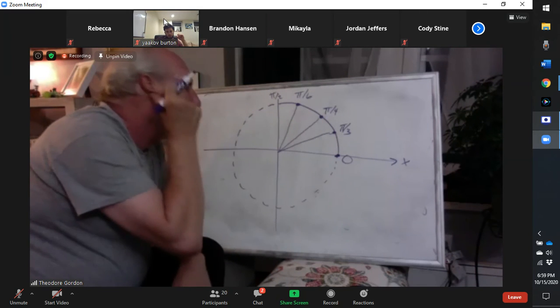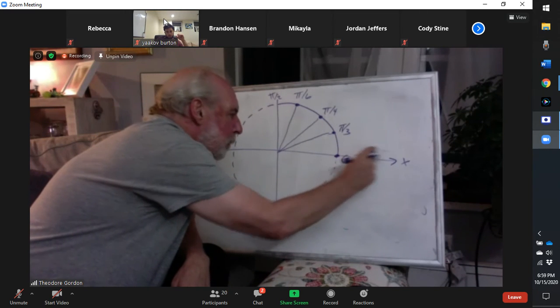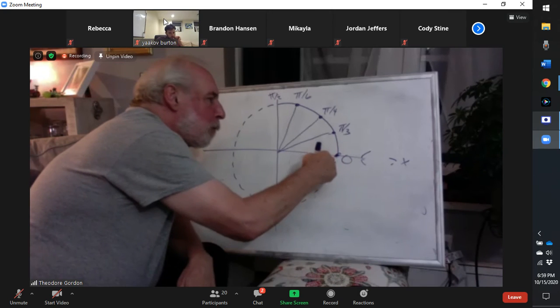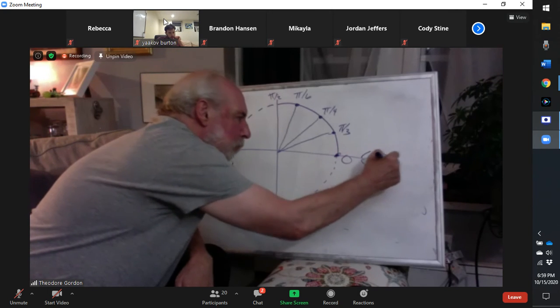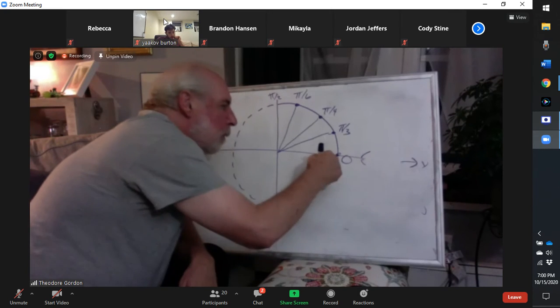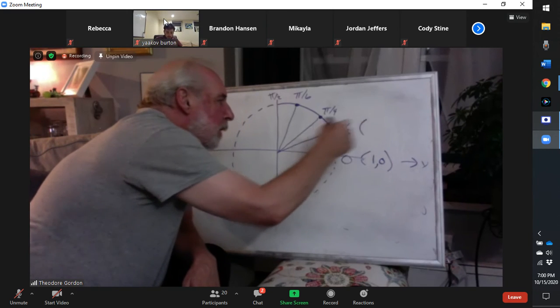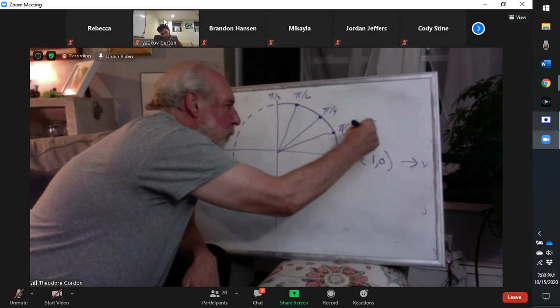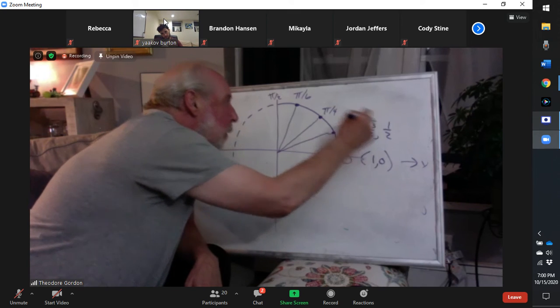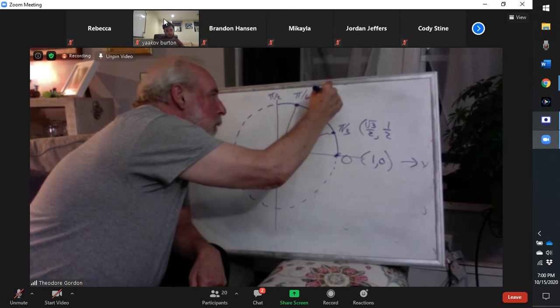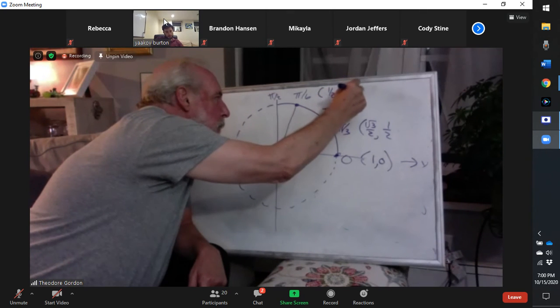And the sine and cosines of all of these go with the particular point. This point has coordinates 1, 0. This has coordinates square root of 3 over 2, 1/2. This one up here is 1/2, square root of 2 over 3.